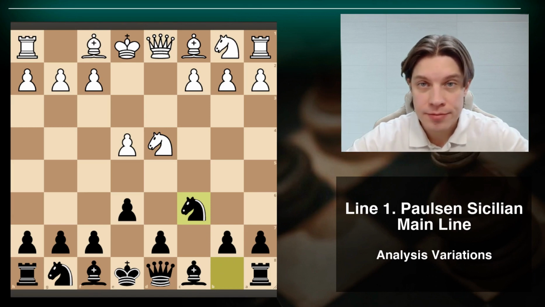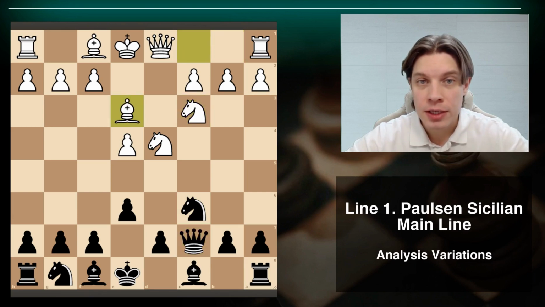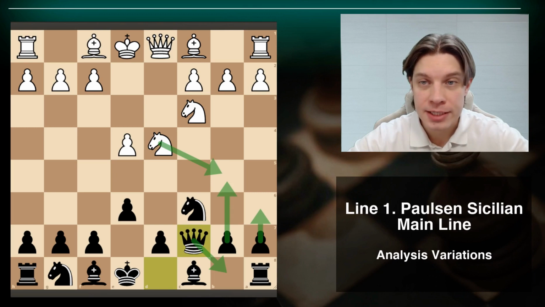What happens then? Knight c3, the most common response, queen c7, bishop e3, and here I would like to analyze the line when white castles to the king side. So if, for example, instead of this move they play knight b5, you can successfully escape with your queen to b8, and then chase this knight away with a6 b5.